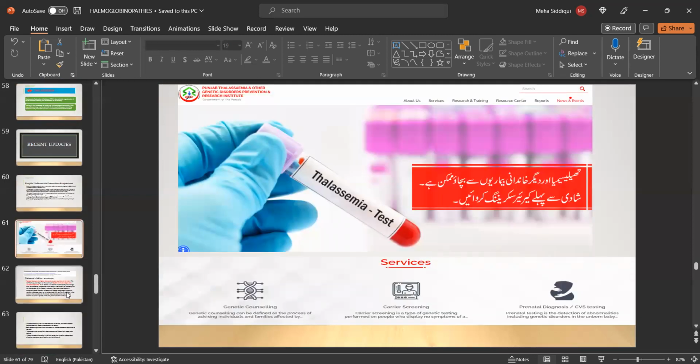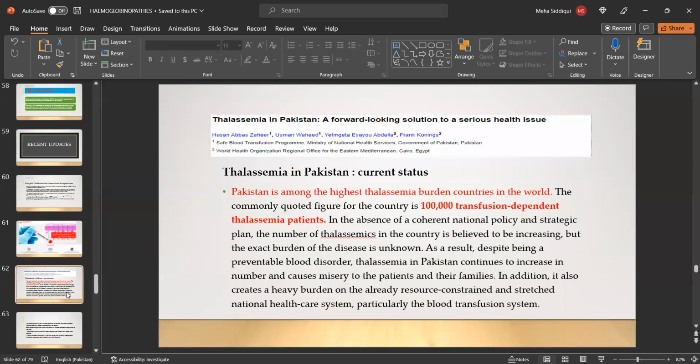This is the snapshot taken from its website. This is the homepage of Punjab Thalassemia and Other Genetic Disorder Prevention Research Institute, and it's providing genetic counseling, carrier screening, prenatal diagnosis. Then this is an article titled Thalassemia in Pakistan: Current Status.